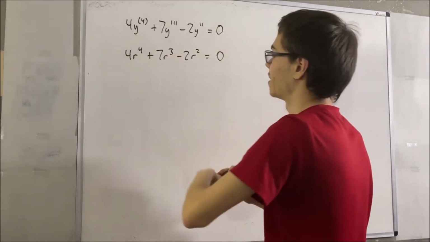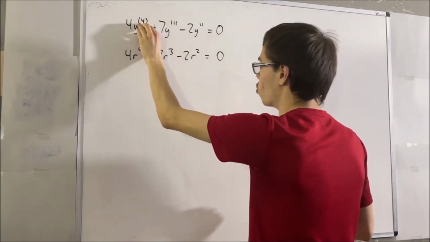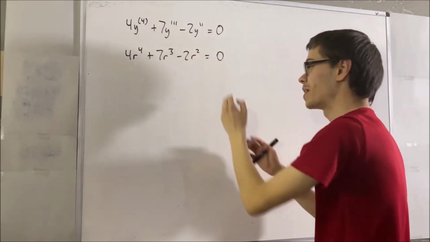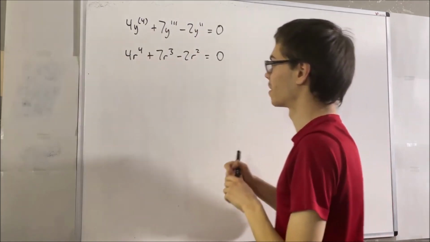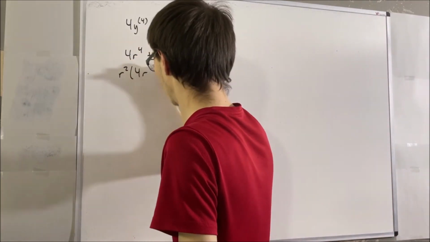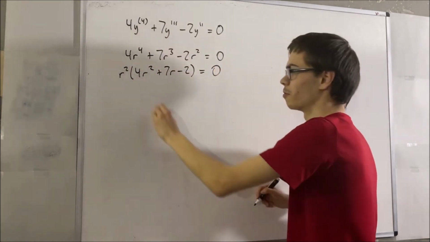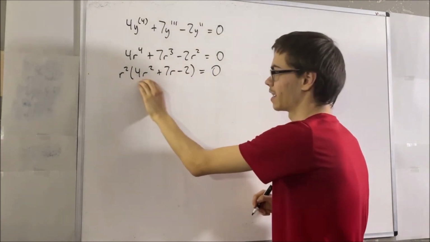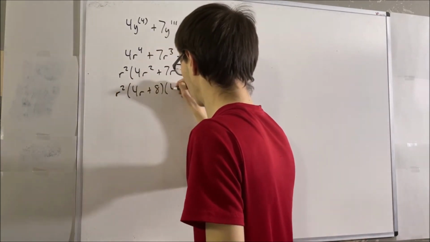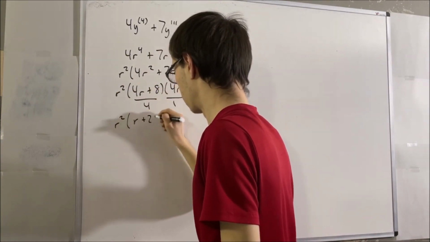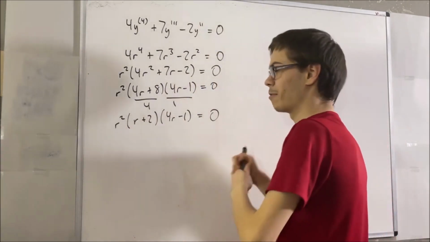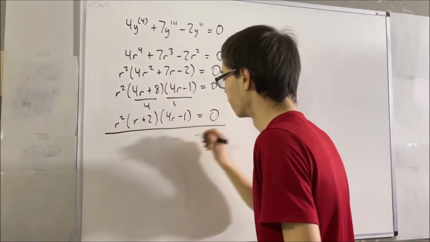Right? Where basically our derivative number will become the power. And so basically we're just going to solve for r. And to solve for r, we can factor out r squared. And it turns out in this parentheses we get a quadratic. And it turns out we can actually factor this quadratic. Right? So now we have factored it, and now we can use the zero product property.